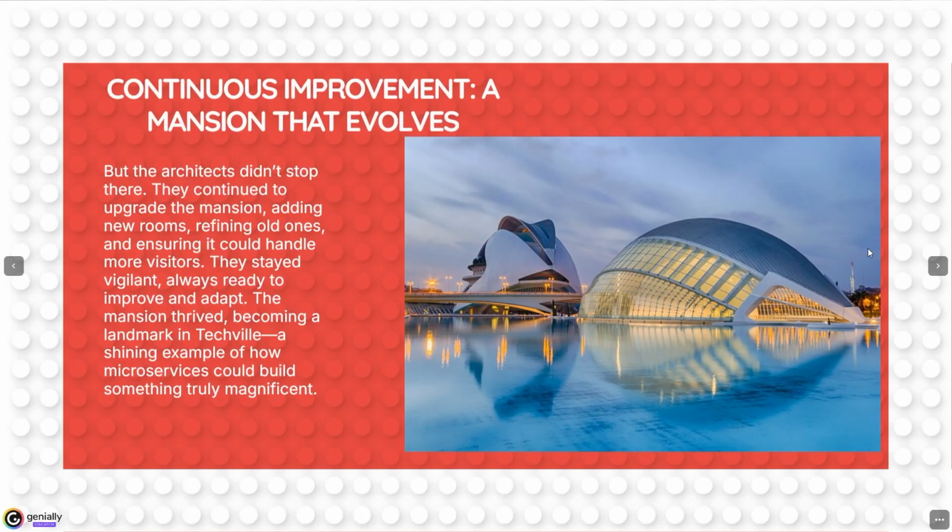But the architects didn't stop there. They continued to upgrade the mansion, adding new rooms, refining old ones, and ensuring it could handle more visitors. They stayed vigilant, always ready to improve and adapt. The mansion thrived, becoming a landmark in Techville, a shining example of how microservices could build something truly magnificent.